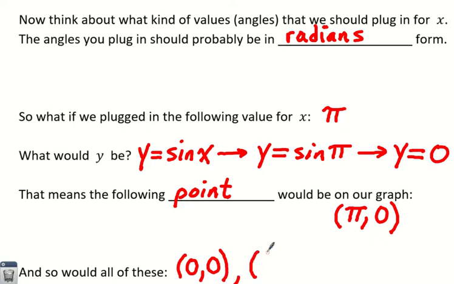How about pi over 2, which is essentially 90 degrees? If we plug that in for x, y equals the sine of pi over 2, wouldn't that be 1? So pi over 2, comma 1 would be on our graph somewhere. How about 3 pi over 2? You guys remember 3 pi over 2 is basically 270 degrees.